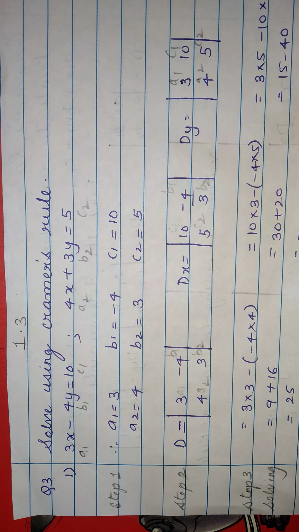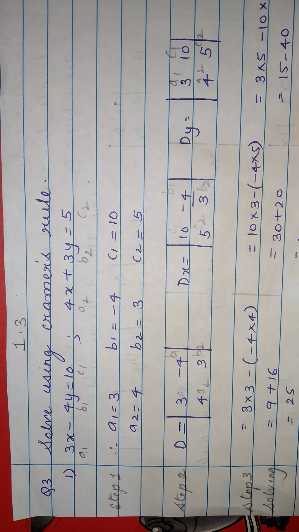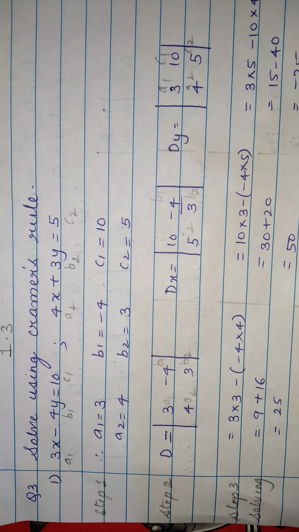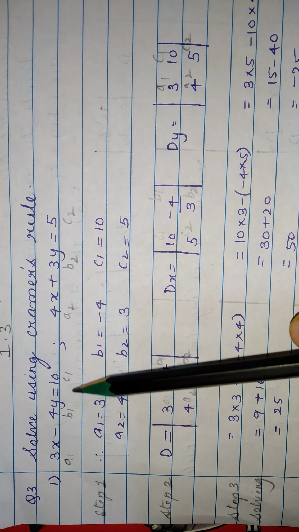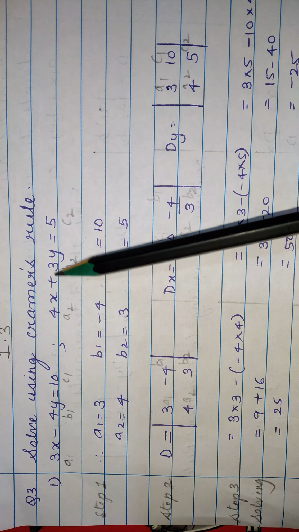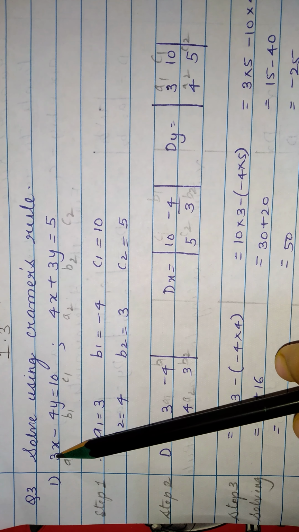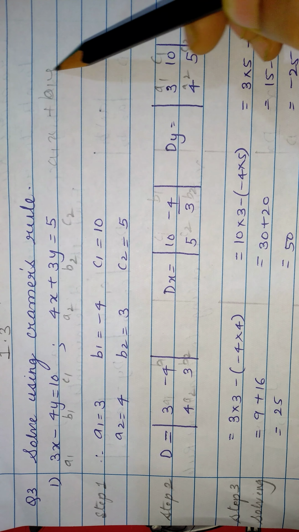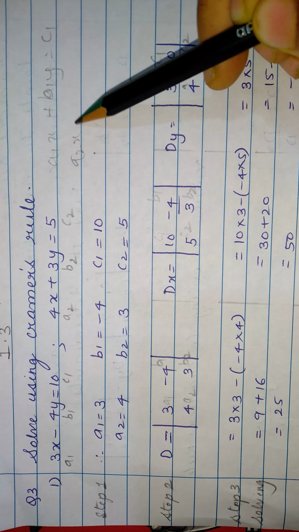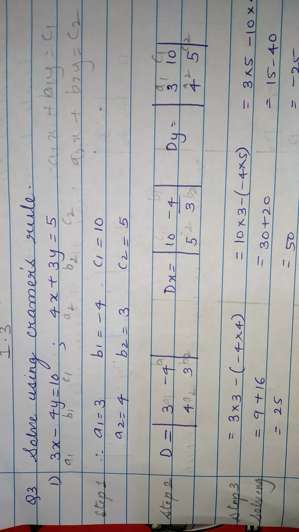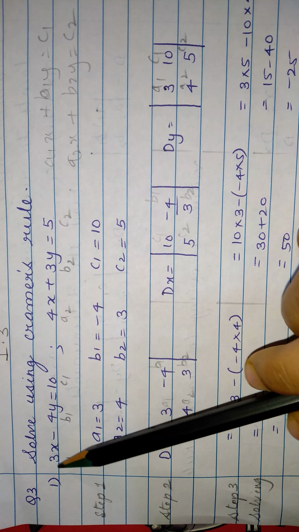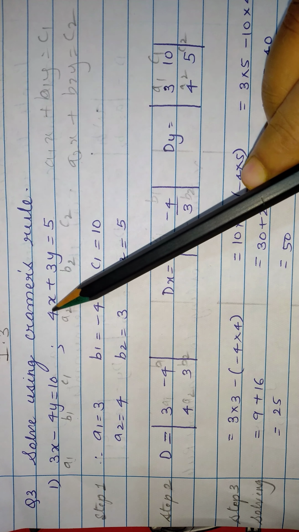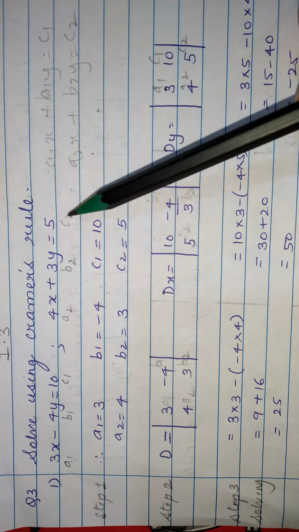Practice set 1.3. Question number 3. Solve using Cramer's rule. First one, 3x minus 4y is equal to 10 and 4x plus 3y is equal to 5. So if we compare these equations with a1x plus b1y is equal to c1 and a2x plus b2y is equal to c2, then we can see 3 is in place of a1, -4 is b1 and c1 is 10. a2 is 4, b2 is 3 and c2 is 5.